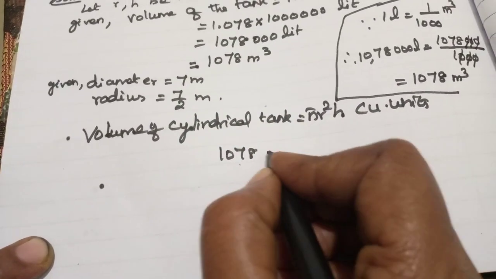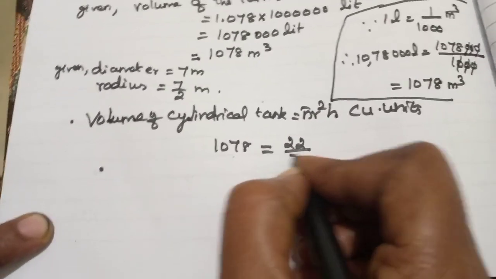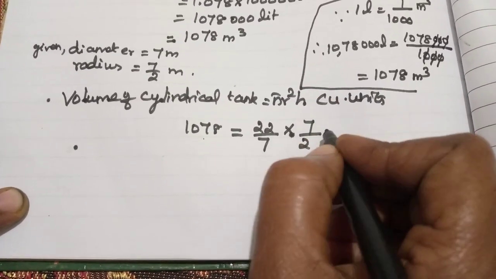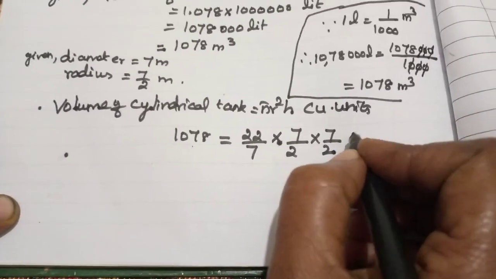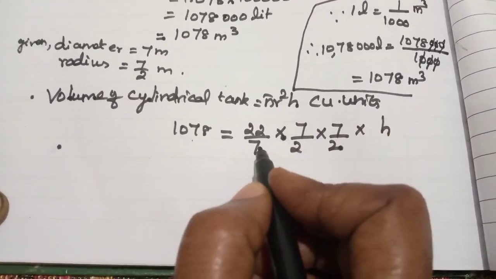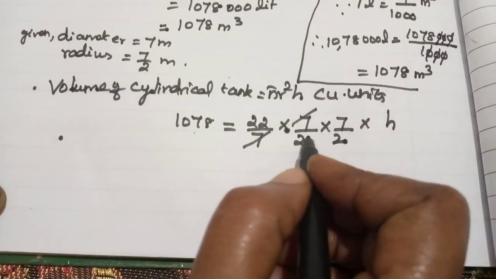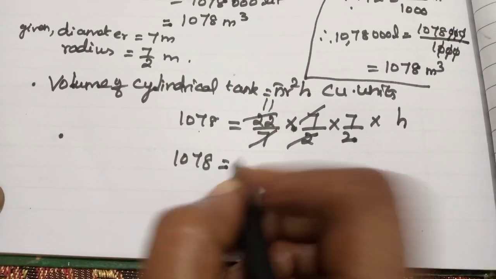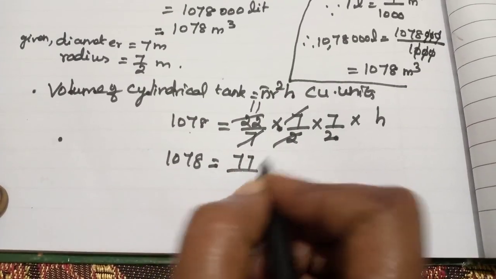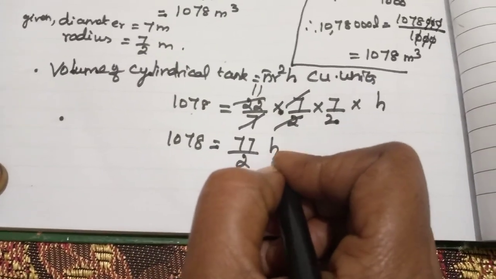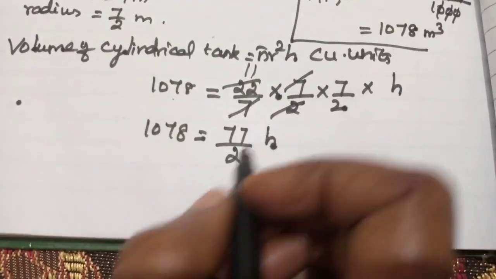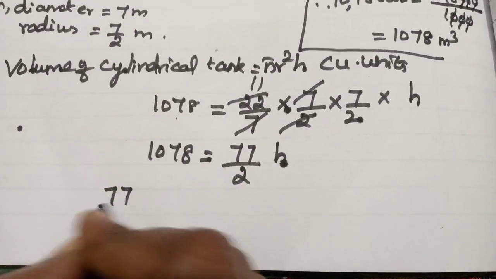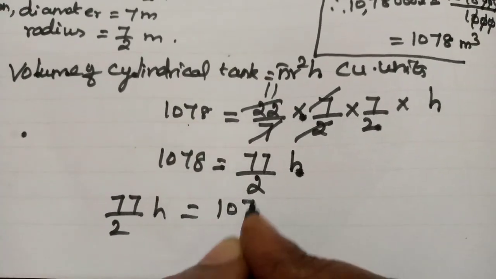It is given in the question, which is equal to pi value is 22 by 7 into r value is 7 by 2. R square is there, so 7 by 2 into 7 by 2, into height. Let's cancel it. 7 can be cancelled. 2 and 22 can be cancelled. 11. Remaining 1078 is equal to 11 into 7, 77 by 2 into height. Let us cross multiply. Change the sides. 77 by 2 into height equal to 1078.